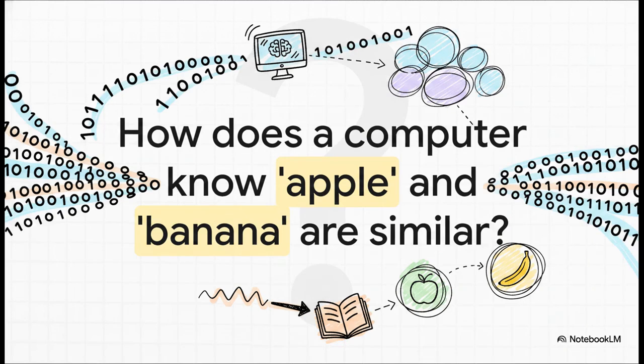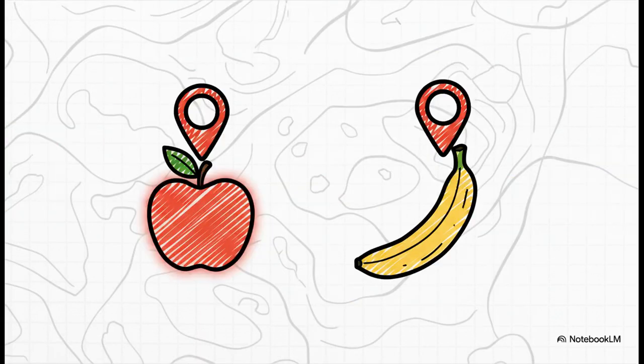So it all boils down to this one simple question. A computer only understands numbers, right? Just ones and zeros. So how in the world does it know that the word apple and the word banana are related? It's not magic, I promise. It's all about location. And here's the secret, right here. The computer doesn't even try to understand what an apple is. Nope. Instead, it gives every single word a coordinate.